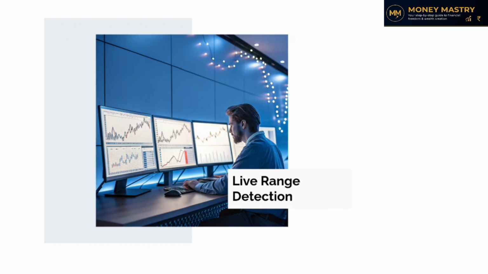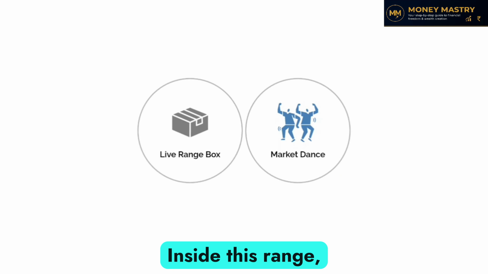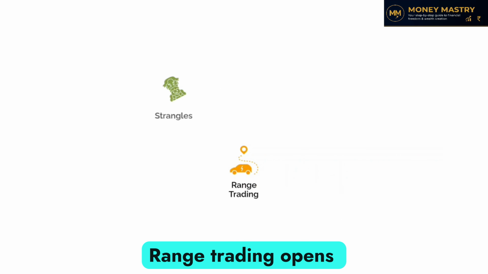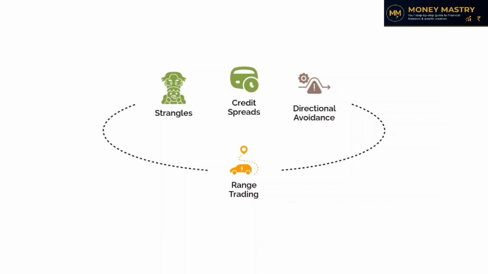With support and resistance identified, we can now map the live trading range where the market will move. Support at 21,900 connects directly to resistance at 22,000, forming the boundaries of our trading box. Inside this range, the market dances back and forth until one side finally breaks. Range trading opens up opportunities for strangles and credit spreads, while directional trades should wait for a confirmed breakout.